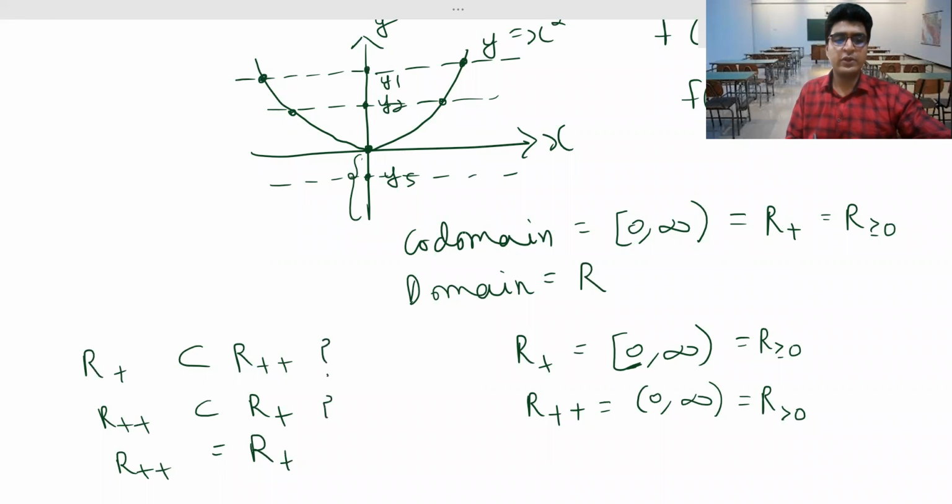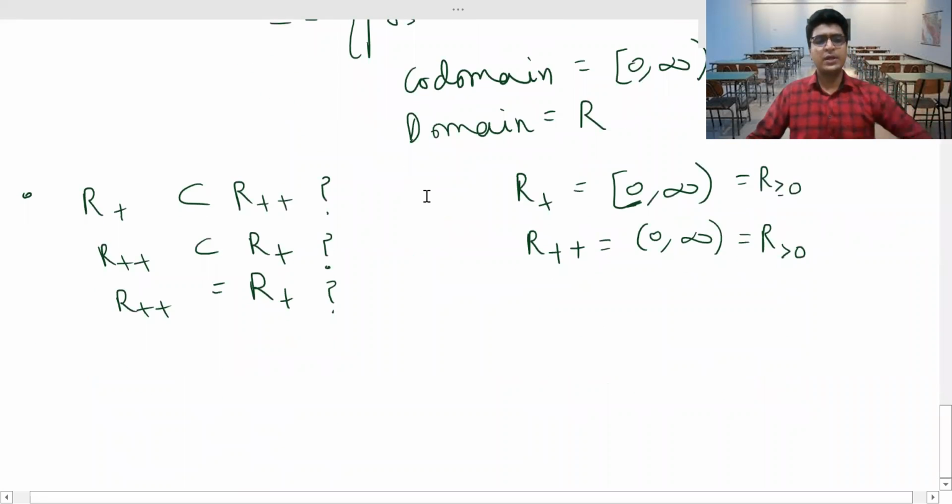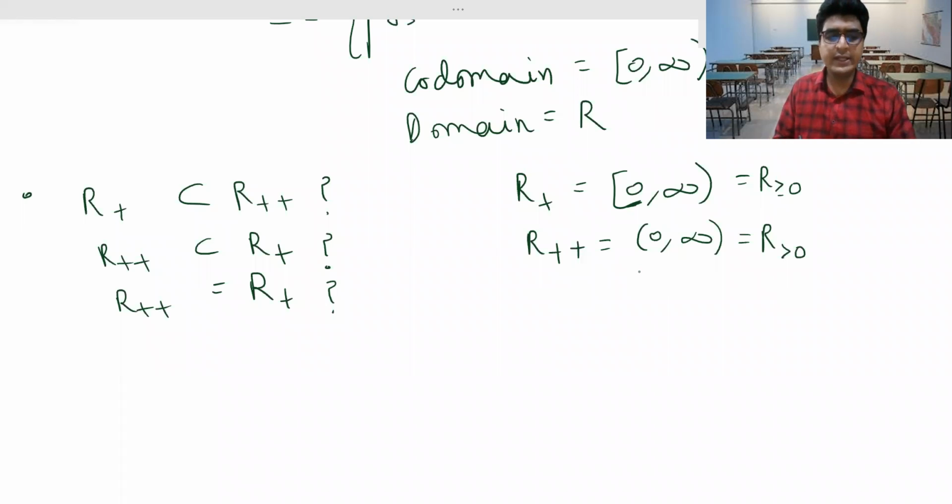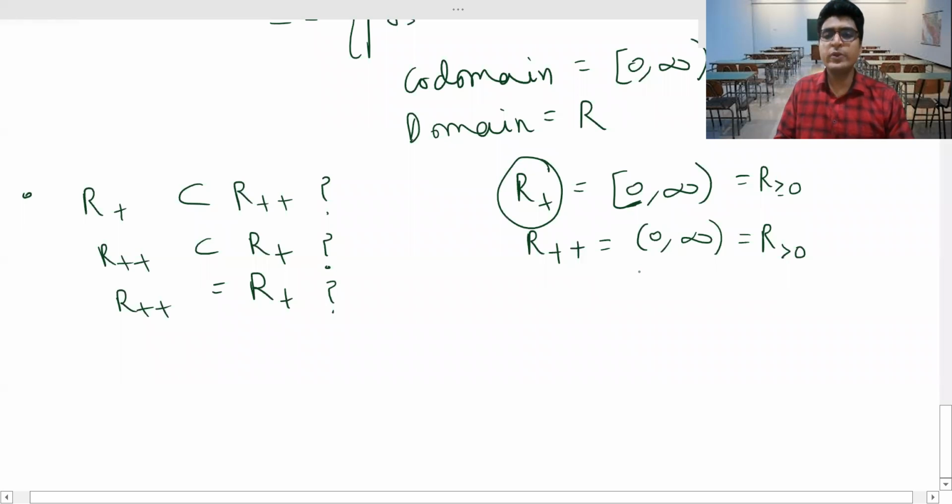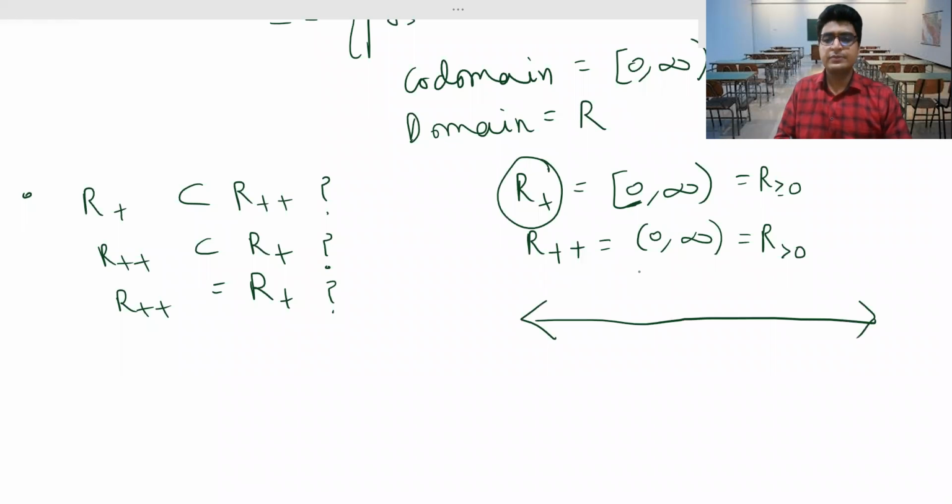Is it true or false? Check karo. That's right. So clearly R plus is a bigger set because it includes 0 as well, right? Let me draw a real line. So R plus is this, and R plus plus is like this. It does not include 0, R plus plus.